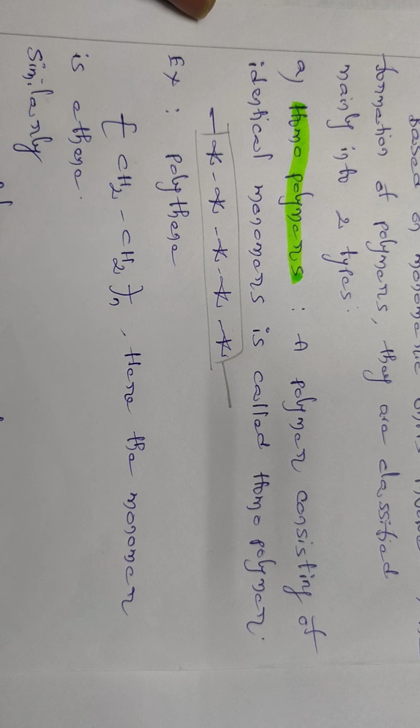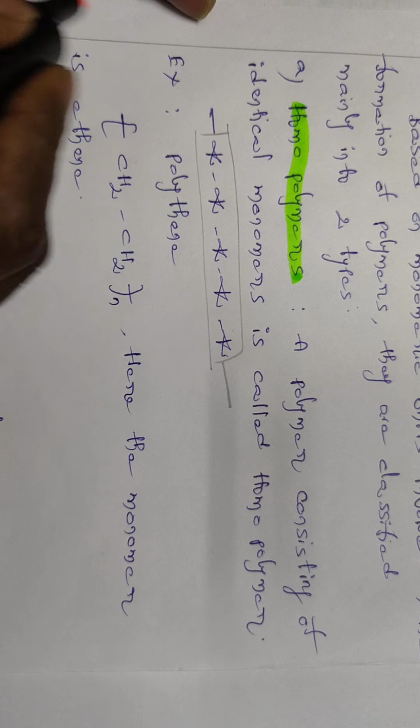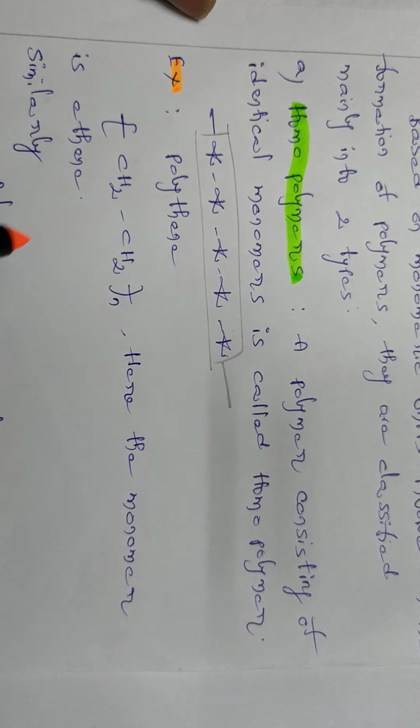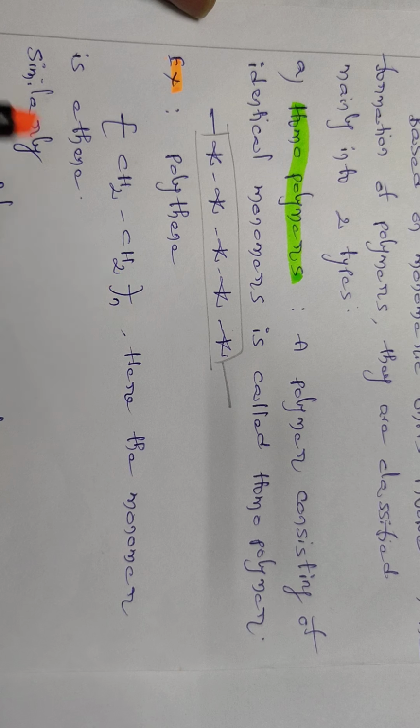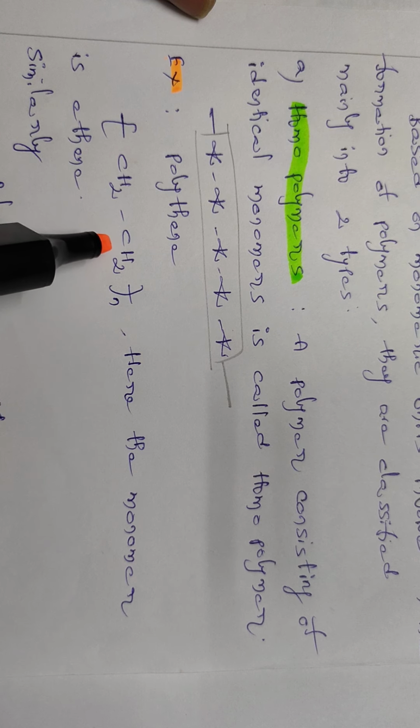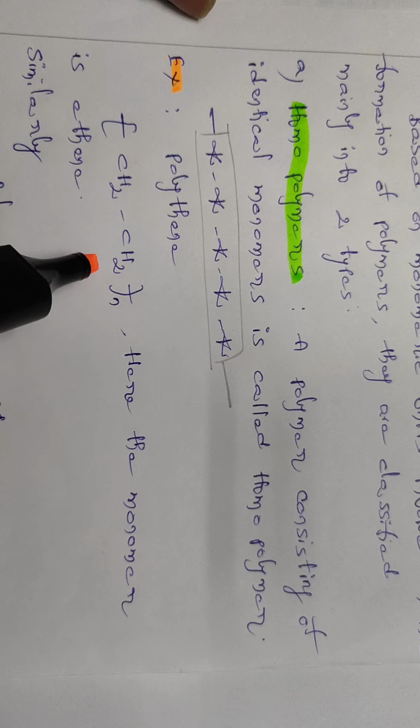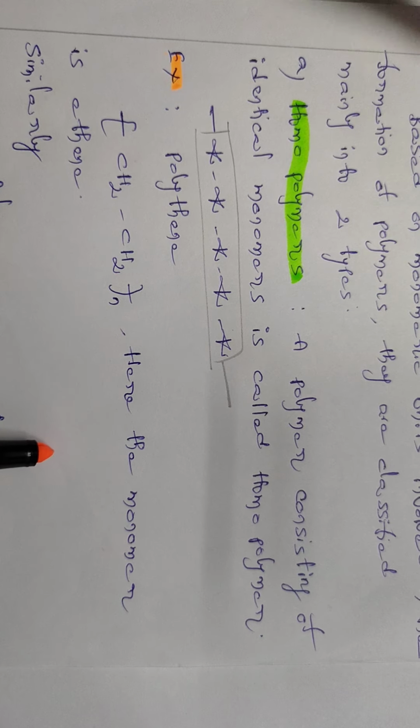So for example, polythene. Polythene is a polymer having ethene as the monomeric unit. That means here CH2=CH2. This CH2=CH2 will repeat several times in the polythene polymer. Here the repeating unit is ethene. Combination of several ethene molecules produces polythene.